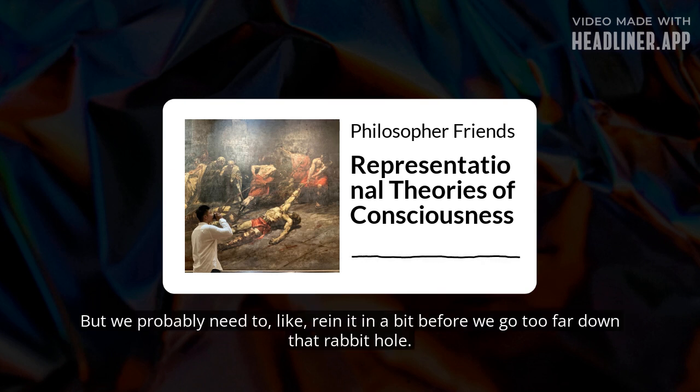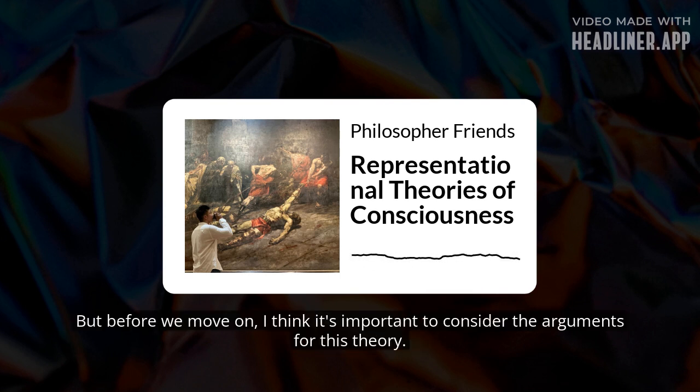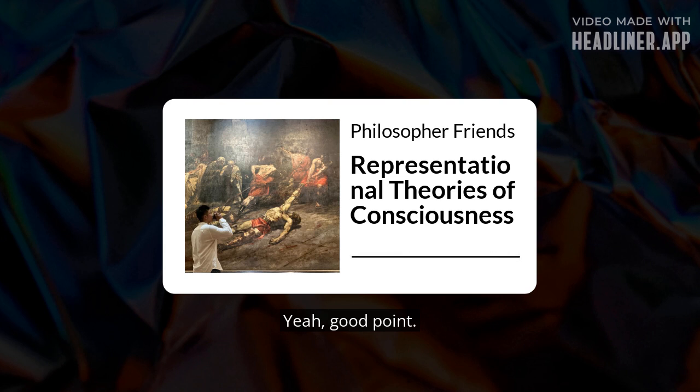Oh, yeah. But we probably need to rein it in a bit before we go too far down that rabbit hole. You're right. We've covered a lot of ground just laying out the different types of representationalism. Right. But before we move on, I think it's important to consider the arguments for this theory. Yeah, good point. Why should we take this approach to consciousness seriously? Right. What makes it compelling?